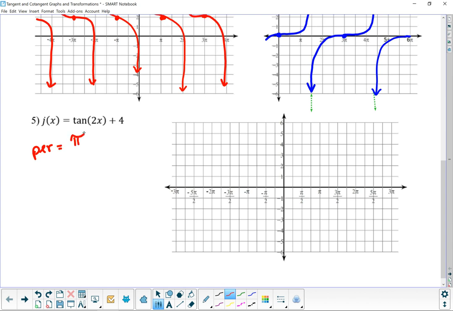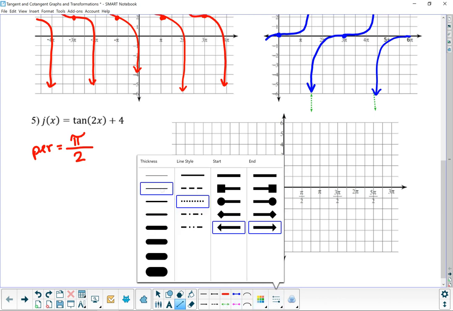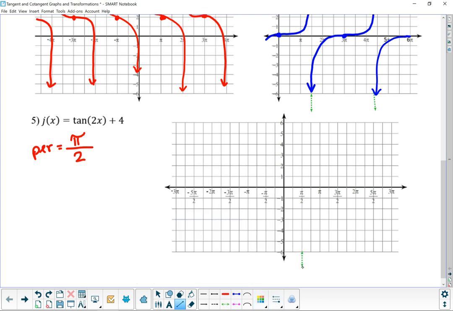which is pi. Remember tangent and cotangent: the normal period is pi. And if there's a number in front of the x, that's your double angle, so that changes your period. It's divided by that number, which happens to be 2. So our period now is going to be pi over 2. So it's going to go from here to here. That's my period, which for tangent and cotangent is also my asymptote.